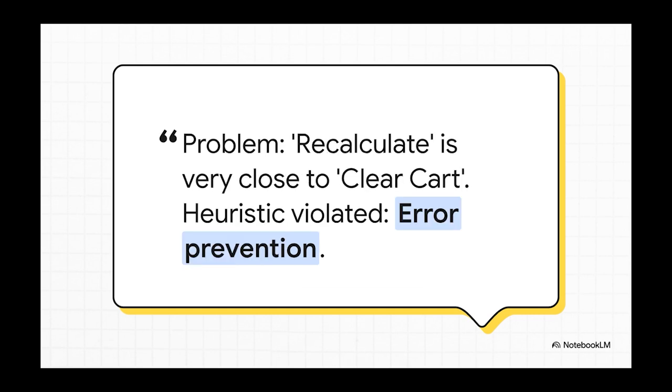And here's another gem from that same design. They put the recalculate button right next to the clear cart button. Think about that for a second. One tiny slip of the mouse and you could accidentally delete your entire shopping cart. That is a massive violation of error prevention, which is one of the most important heuristics. A good design should help you avoid making huge mistakes like that, not set you up for failure.